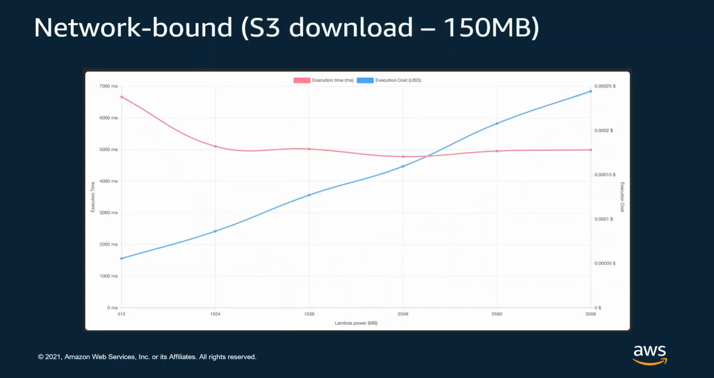In another network-bound function, downloading a 150 meg object from S3, there's a 30% increase in speed from 512 meg to 1 gig, although it's 50% more expensive. Then performance is stable for higher values of power, so you're not seeing any additional benefit. But here we can do even better by changing one single line of code and using a multi-thread download.